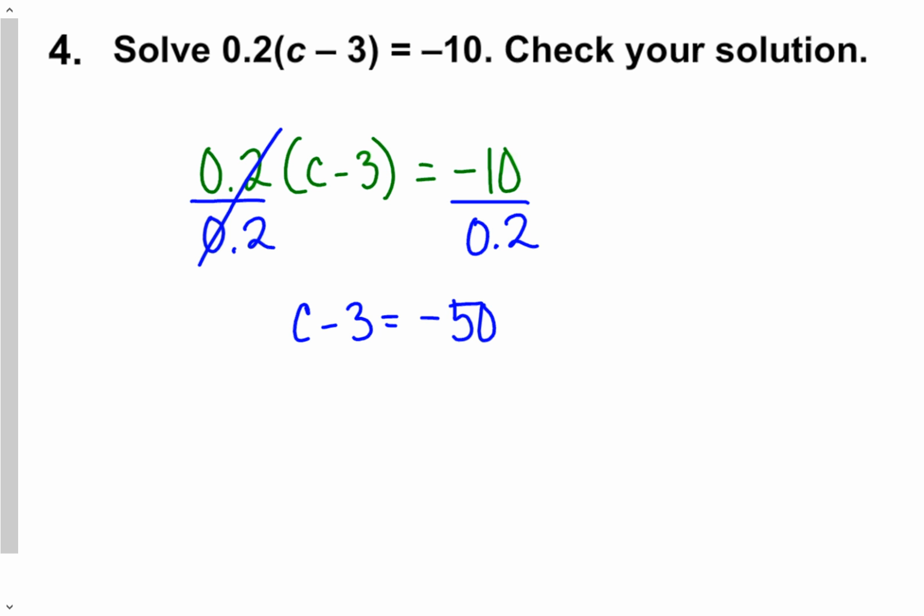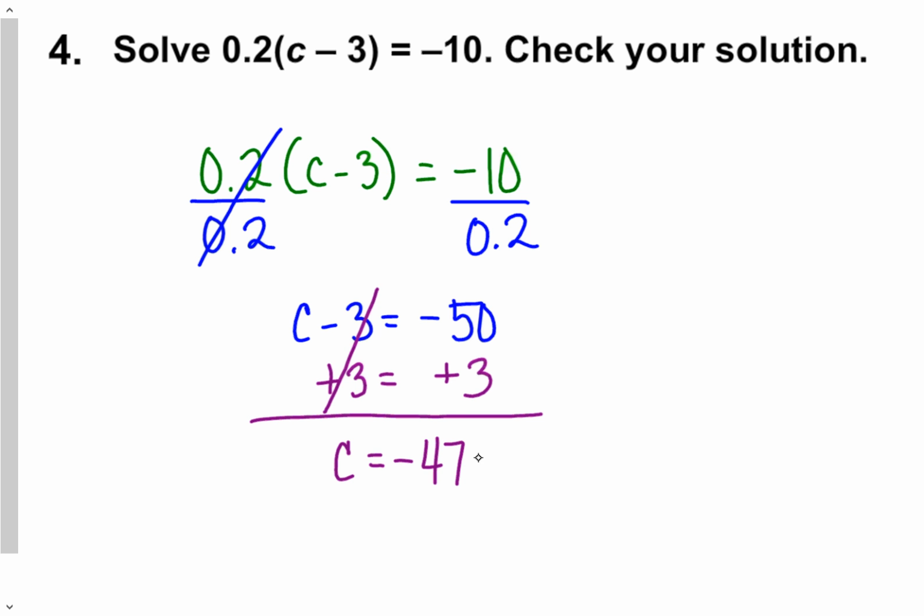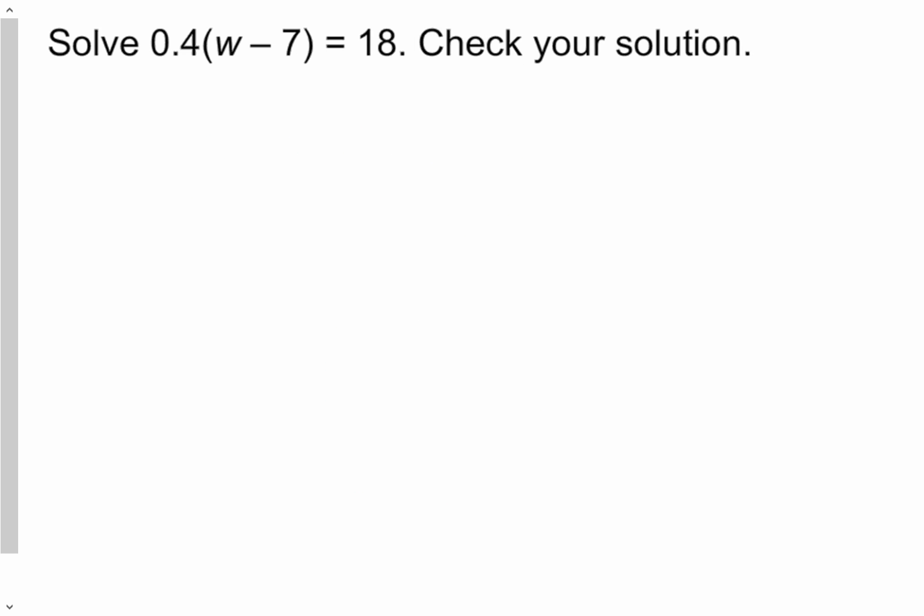Okay, now our variable c is being subtracted by 3. So let's do the inverse of that and add 3 on both sides of the equation. So negative 3 plus 3, that cancels out to 0. So c is going to equal negative 47. Again, you can check this work by plugging in negative 47 into this original expression or equation.